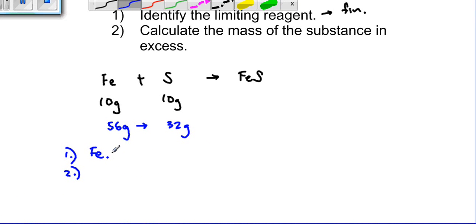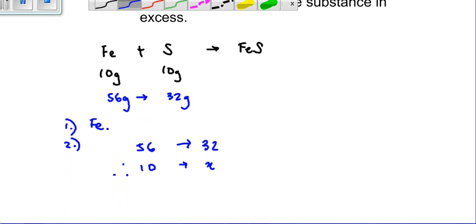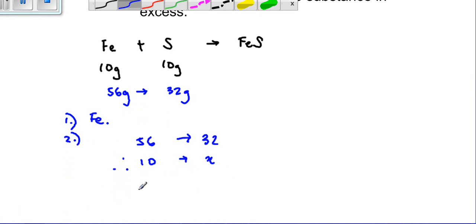We have identified that the iron will be used up first. So using the mass method, we can say 56 grams of iron reacts with 32 grams of sulfur. Therefore, we have 10 grams of iron. How many grams of sulfur will react? By using the X method, we cross multiply, we take the bottom onto the top on the other side. We see we get 56x equals 32 multiplied by 10. And we want x, so we get rid of the 56 by dividing both sides by 56.